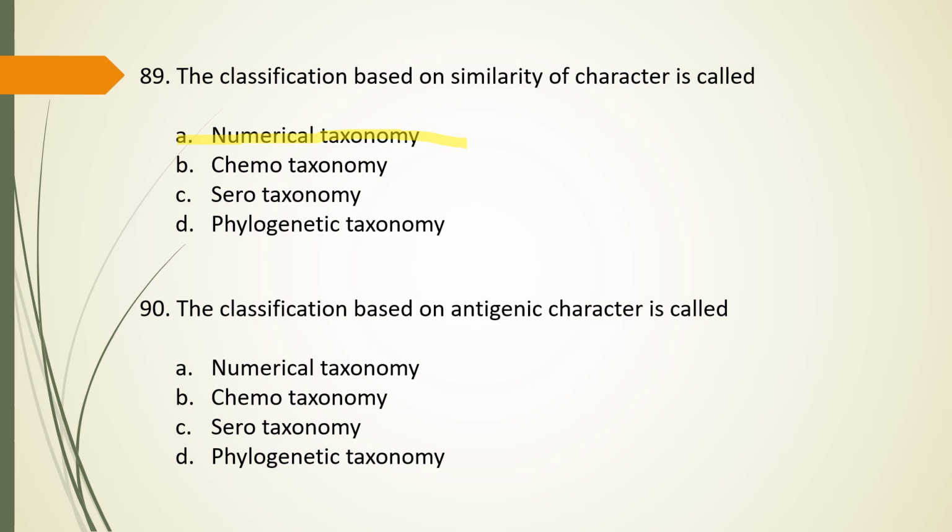Question number 90. The classification based on antigenic character is called option A numerical taxonomy, B chemotaxonomy, C zero taxonomy, D phylogenetic taxonomy. The correct answer is option C zero taxonomy. The classification of similar plants based on differences in their proteins is called zero taxonomy, and this technique is based on the relationship between the antigens and the antibodies produced in response to them.